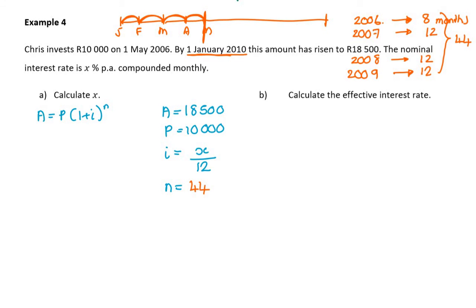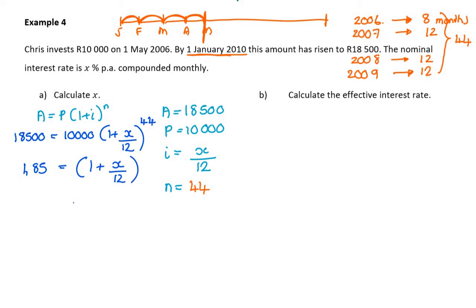Now it's worth taking time to figure that out, because obviously that's going to make or break my question. So I now have 18,500 from 10,000 Rand. My interest rate is, I don't know, but it's compounded monthly. You must divide by 12, because otherwise you're going to be saying you're getting that interest rate every month, but you've actually divided it into 12 portions, and it's 44 months worth. So I would take my 18,500 and divide it by 10,000, which gives me 1,85. And now we need to do the 44th root of both sides so that we can get 1 plus x divided by 12 by itself.